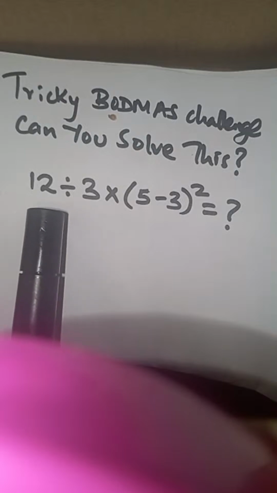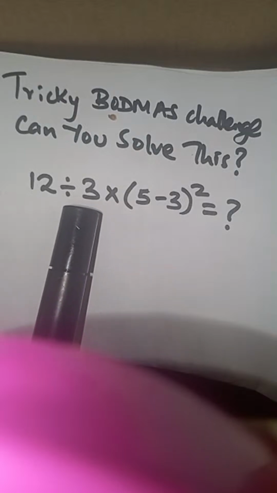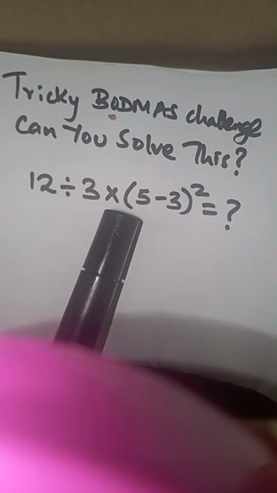So we are given 12 divided by 3, and then in bracket 5.